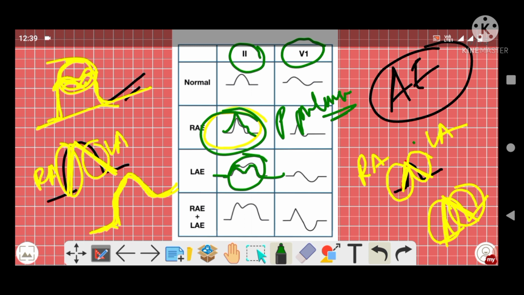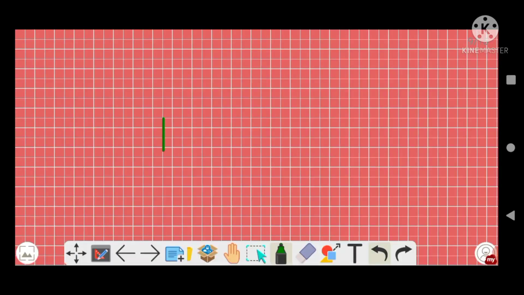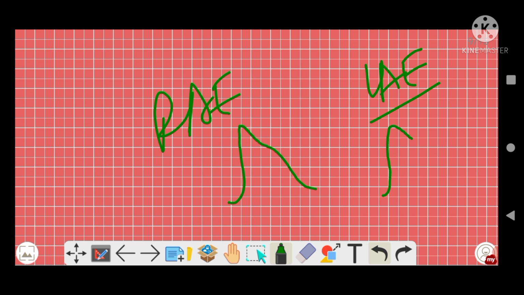The principal cause I will write on a different slide. So these are the changes. In case of left atrial enlargement, there is a broad bifid P wave, an M-shaped P wave, you can see. These are the changes of right atrial and left atrial enlargement. That's how you can differentiate. So what I mentioned is that in right atrial enlargement, there will be an increase in amplitude of the P wave. In left atrial enlargement, there will be an M-shaped or bifid shape of the P wave, right?